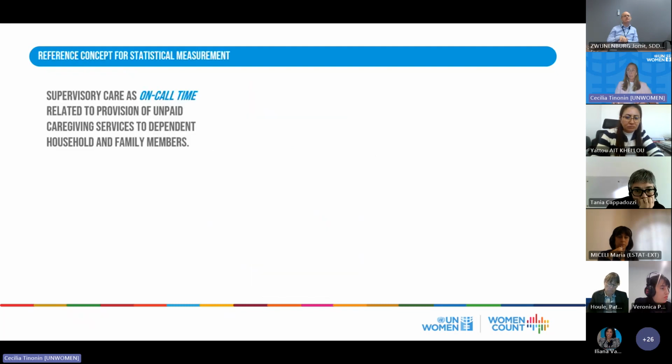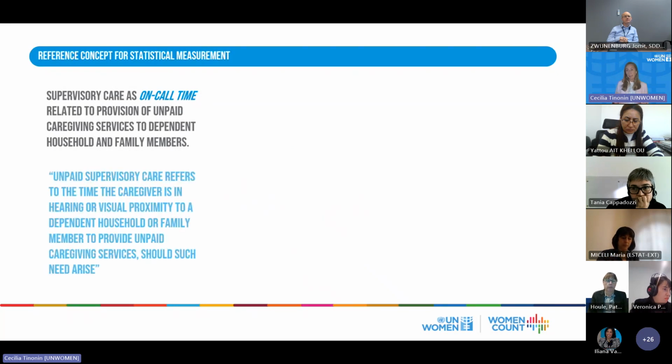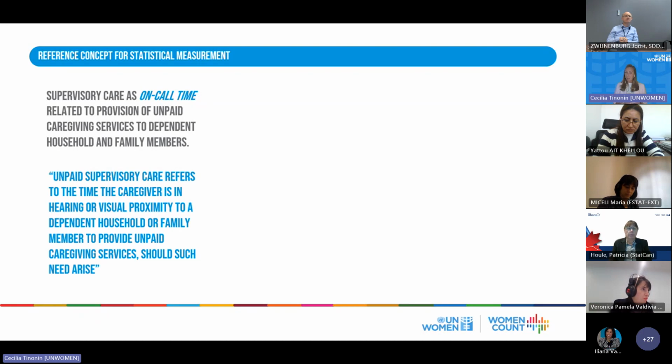Focusing on the reference concept, supervisory care is defined as on-call time related to the provision of unpaid caregiving services to dependent household and family members. The definition that we agreed as a group reads as follows. Unpaid supervisory care refers to the time the caregiver is in hearing or visual proximity to a dependent household or family member to provide unpaid caregiving services should such need arise.